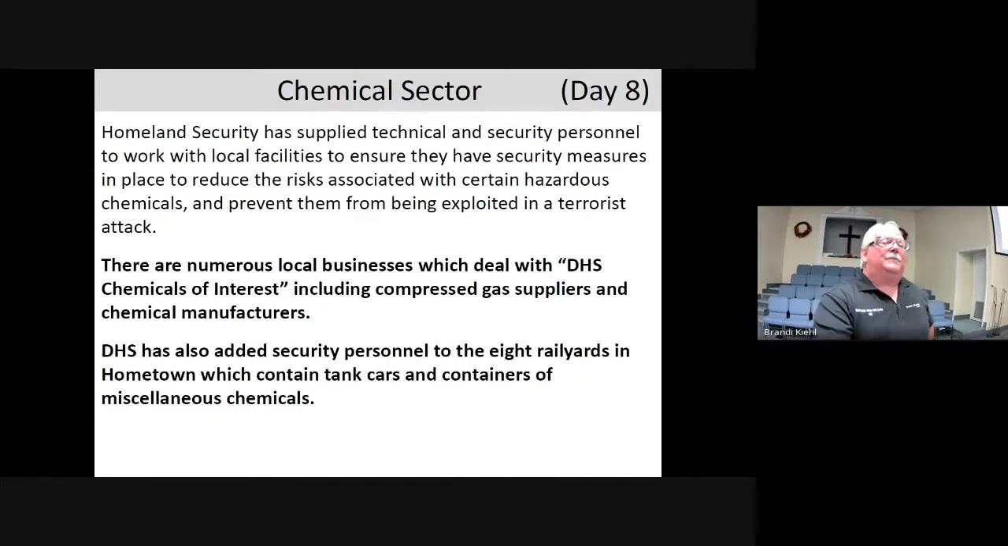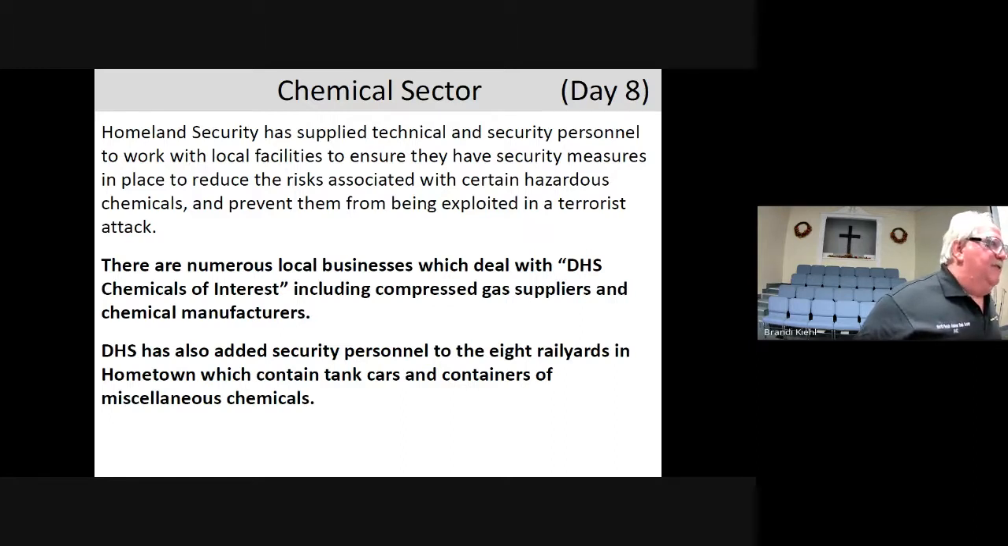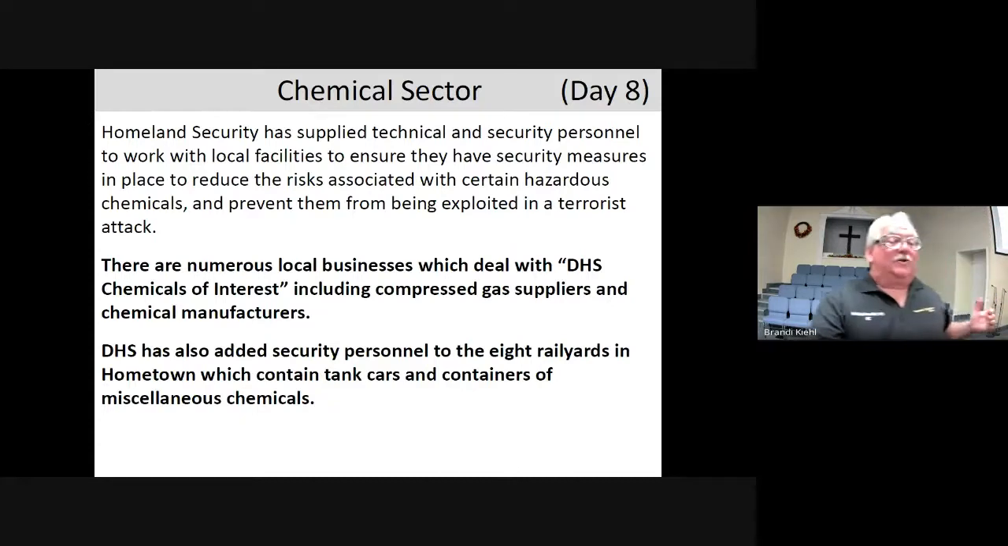Chemical sector. Being a railroad fan, I know how many rail yards there are in this town. And every one of those railroads is slap full of hazmat in tank cars and box cars. So there is some need for somebody to keep an eye on explosives, flammables, poisons, all that kind of stuff. It's going to require manpower from somewhere to keep that stuff safe.